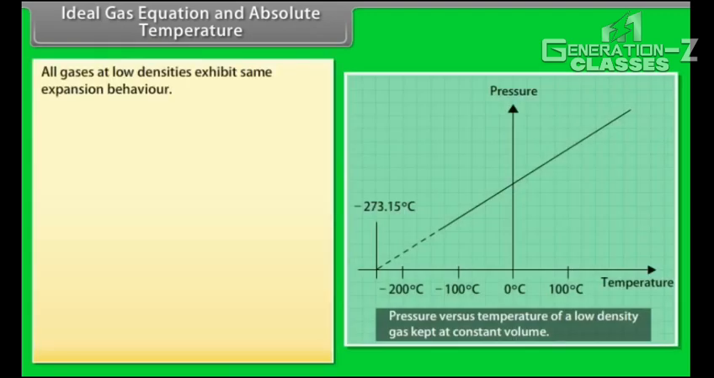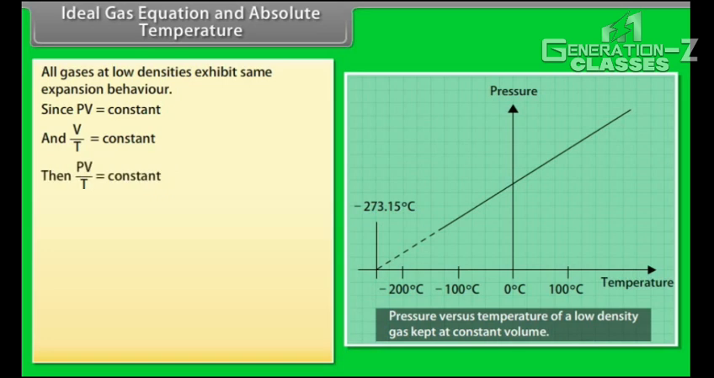Ideal gas equation and absolute temperature. All gases at low densities exhibit the same expansion behavior. Since PV is equal to constant and V upon T is equal to constant, then PV upon T is also constant. This relationship is known as the ideal gas law.